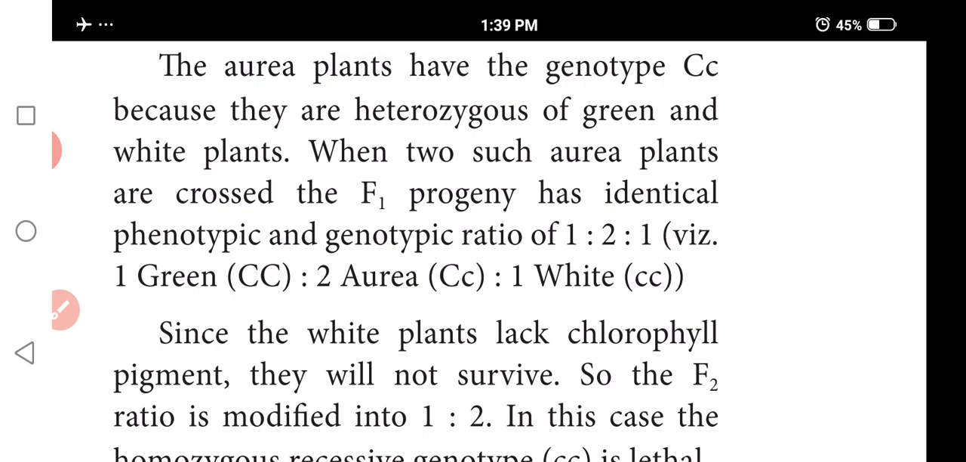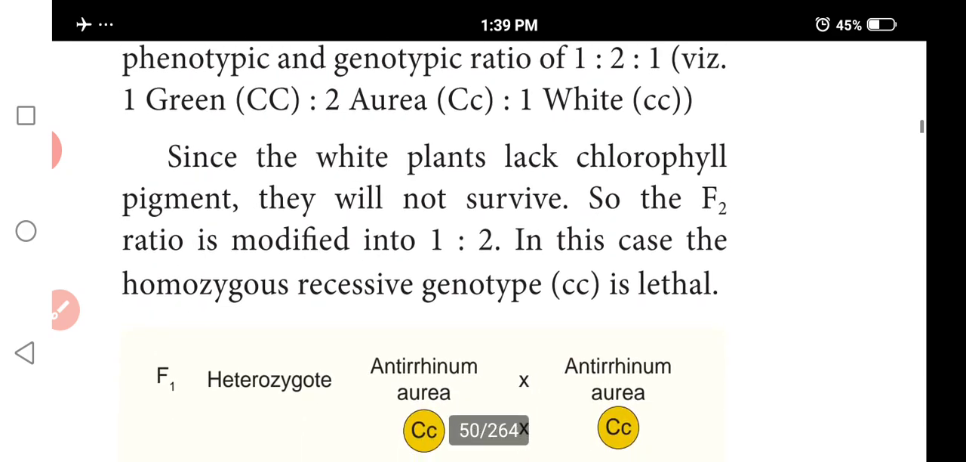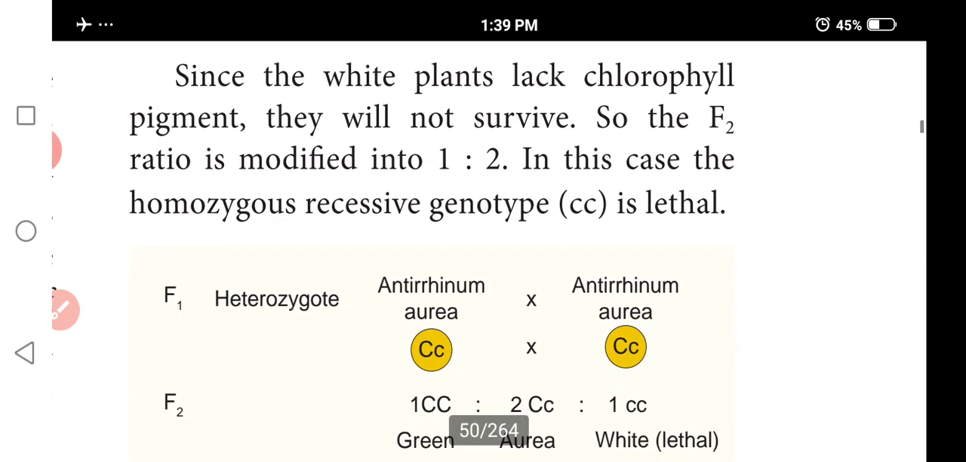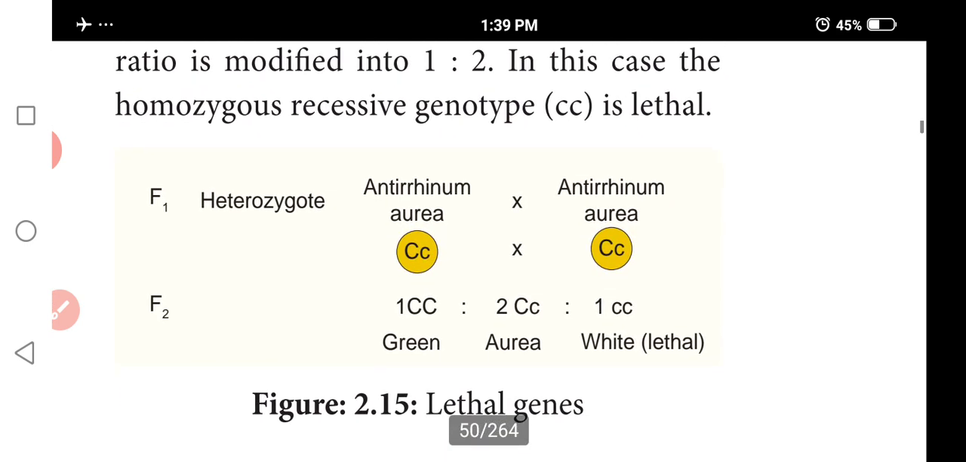When aurea plants are crossed, the F1 progeny phenotypic and genotypic ratio is 1:2:1: 1 green, 2 aurea and 1 white. Because the white plants do not have chlorophyll, they do not survive. So the genotypic ratio is modified.